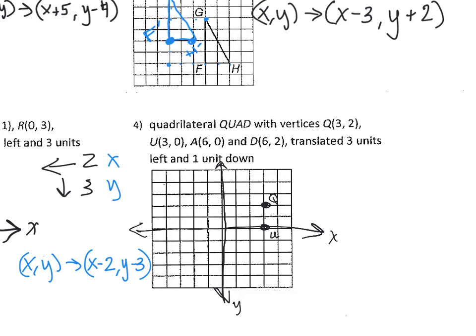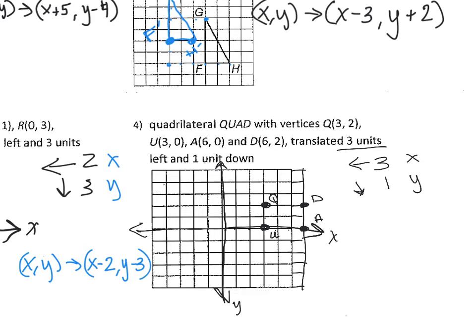1, 2, 3, 4, 5. Well, you know what? We'll just make our own. It's fine. 1, 2, 3, 4, 5, 6. That's going to be A. And then D is at 1, 2, 3, 4, 5, 6, 1, 2. Luckily, we're moving this thing to the left, I think. Okay, and it's translated 3 units to the left. That's my X value. And then 1 unit down, that's my Y value.